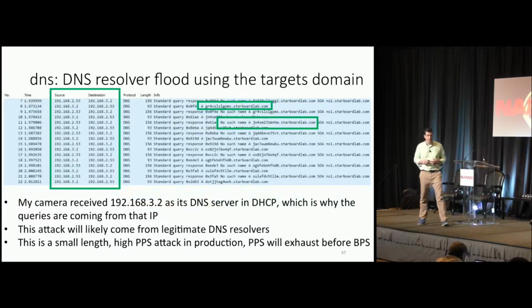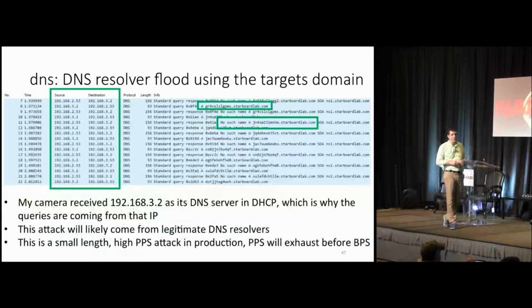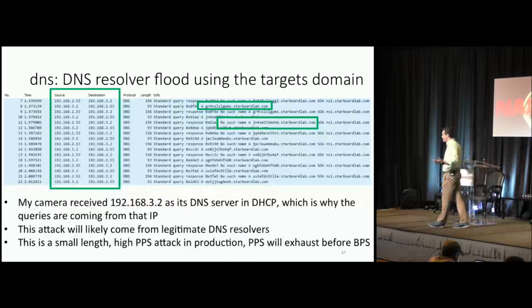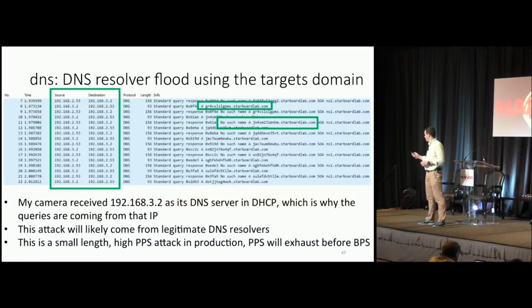So you might see 25 gig of traffic in terms of bits per second, but it might be 50 million packets per second. So you might exhaust packets per second on your links before you're exhausting bandwidth utilization.